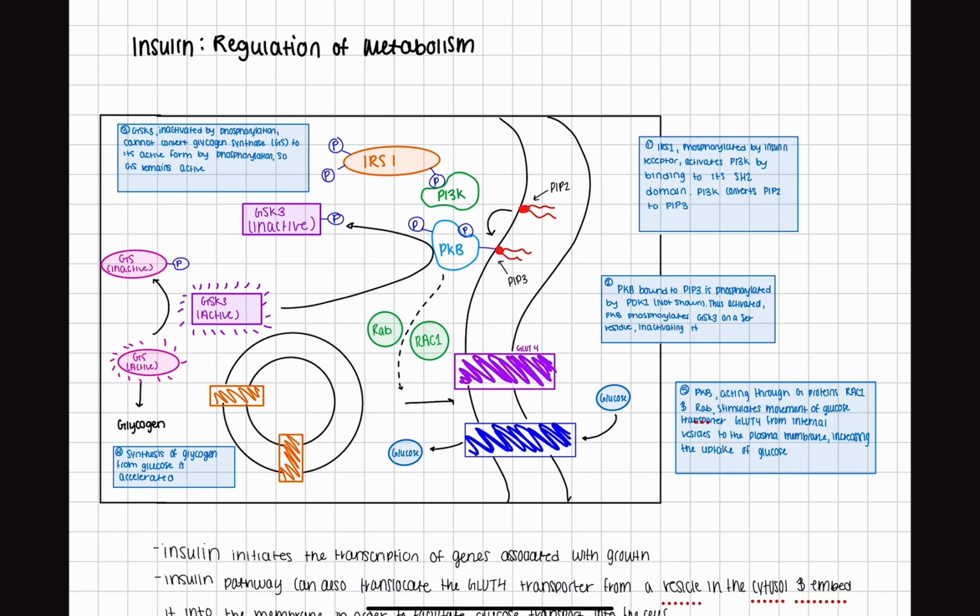Now, referring back to PKB acting through G proteins such as RalA and RAB, these stimulate the movement of glucose transporter GLUT4 from internal vesicles to the plasma membrane, which ultimately increases the uptake of glucose. So here we see glucose on the outside, and it's going to increase the amount of glucose that's being taken up by the cell.